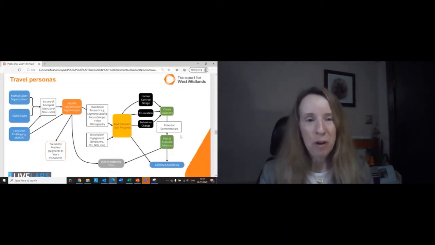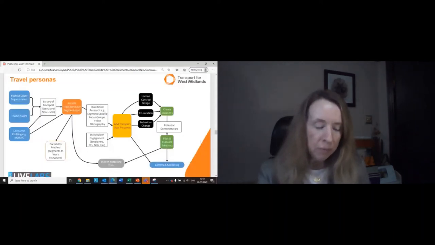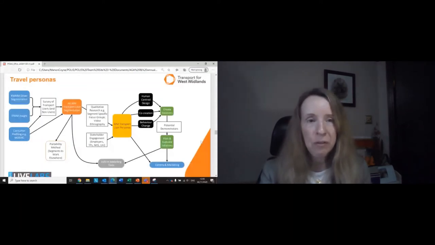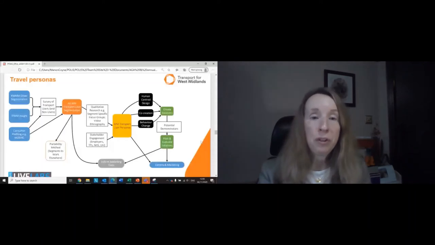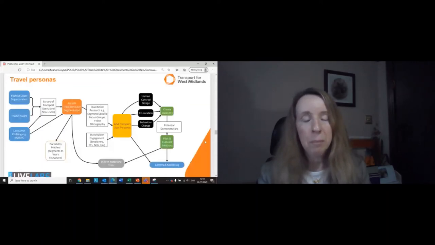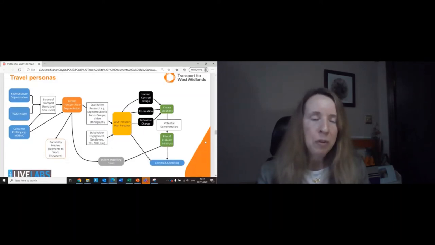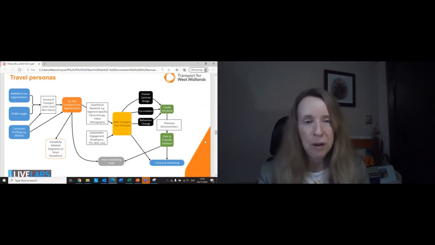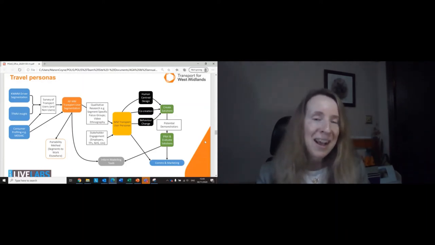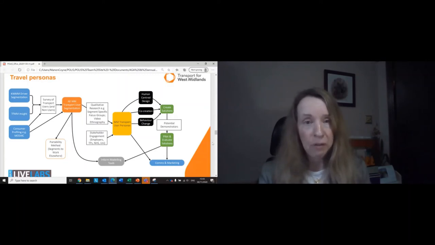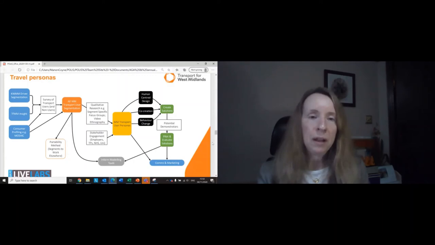You can see here the work that we're doing on travel personas. We have already undertaken quite deep segmentation of our traveller population, people using the network on a regular basis. Working with people like Experian, who has their Mosaic database, and also working with about 3,000 people in the West Midlands, we've been able to develop very detailed segmentation around those people who are travelling the most on the network. What we intend to do over the winter is work with a small number of people in a very deep and ethnographic way in order to understand their travel behaviours much better so that we can start to tailor our communications much better to their needs.